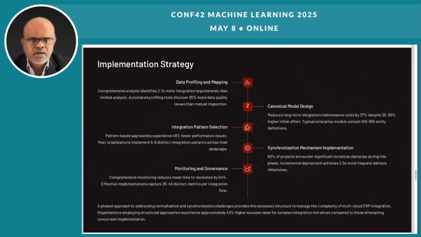Then, once all these phases are achieved, the enterprise continues to monitor and govern all these implementations and synchronization processes and frameworks. So comprehensive monitoring reduces almost 54% of the mean time to resolution. Effective implementations capture 25 to 40 distinct metrics per integration flow.